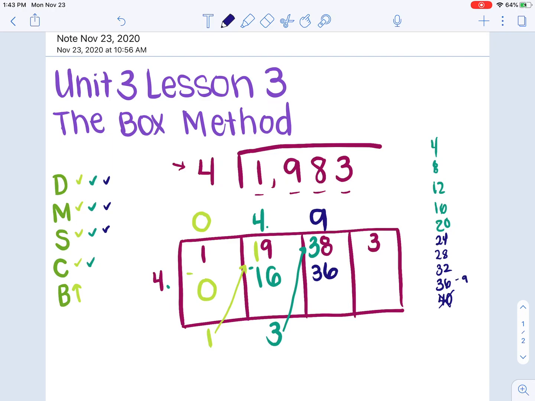So I've divided, multiplied, now I subtract. 38 minus 36 is 2. Check, is 2 smaller than 4? Yep. Bring that up now so that I have 23.